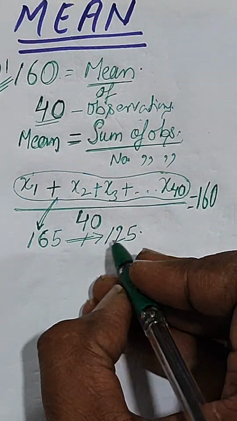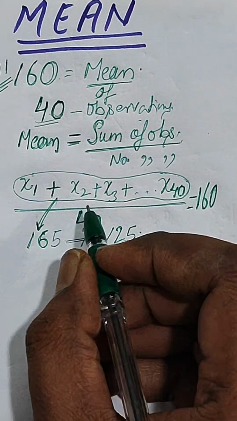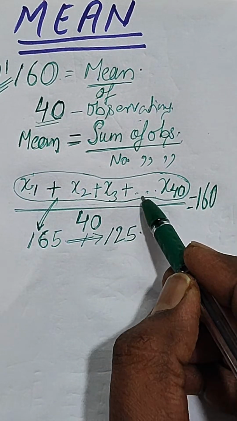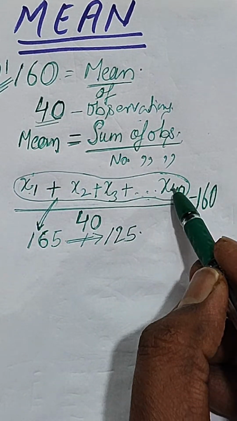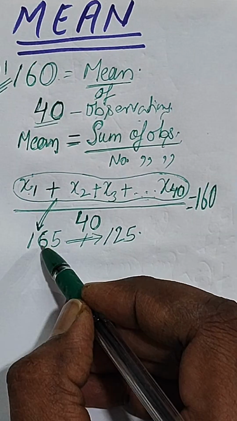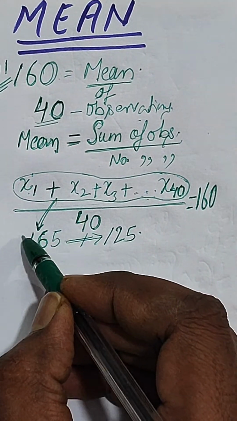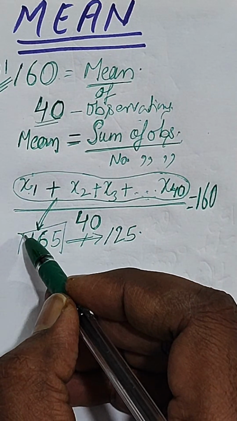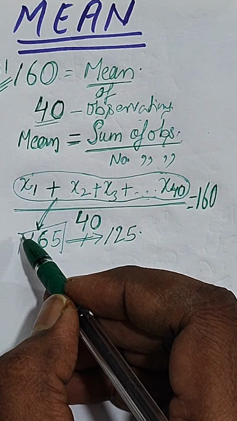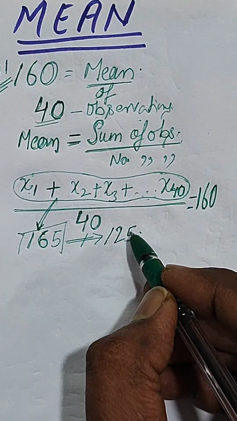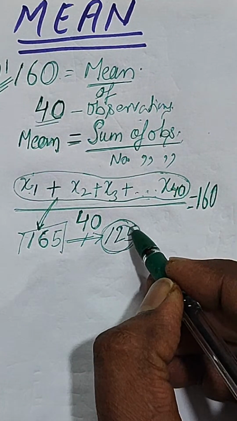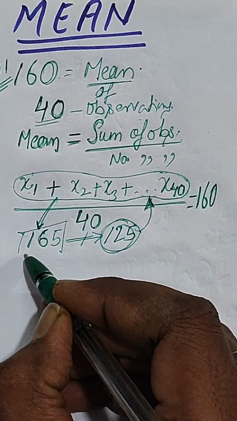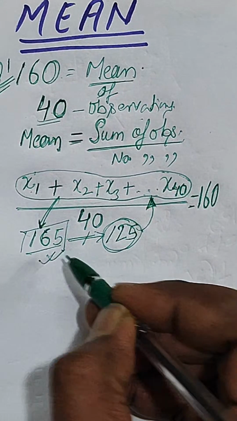Did you understand? I'm saying that in one of these 40 observations, one observation is read as 125 instead of 165. The value 165 was wrongly copied as 125. So this has been considered here. This wrong data went into the sum of observations instead of the correct data, right?